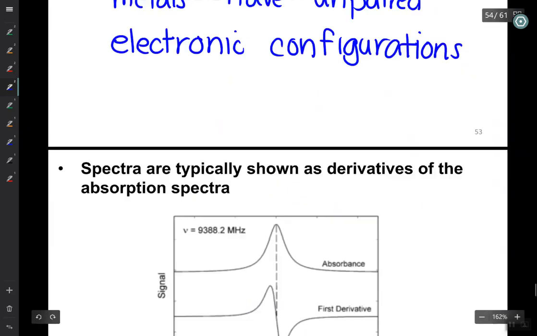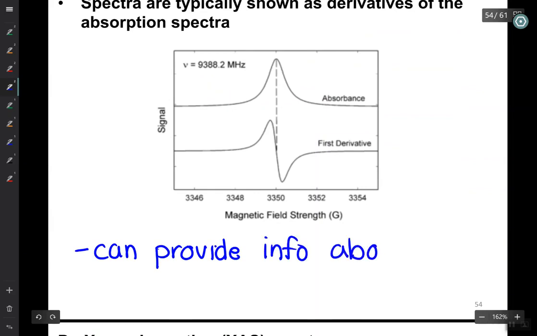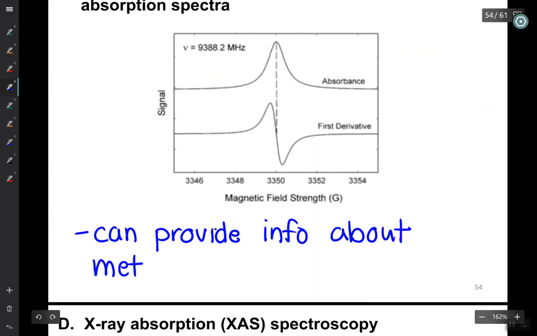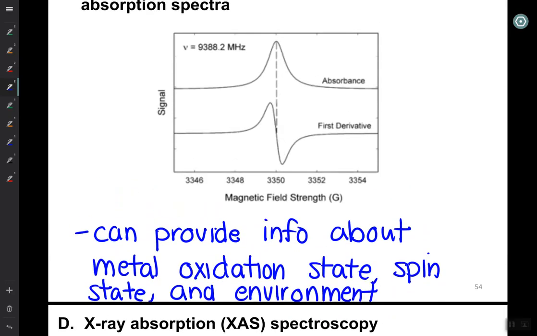So yeah, spectra typically shown as derivatives of absorption spectra can provide info about metal oxidation state, spin state, and electronic environment. Interpreting EPR spectra is much harder to do than interpreting NMR spectra. Often you need to have a specialist to interpret very complicated EPR data.